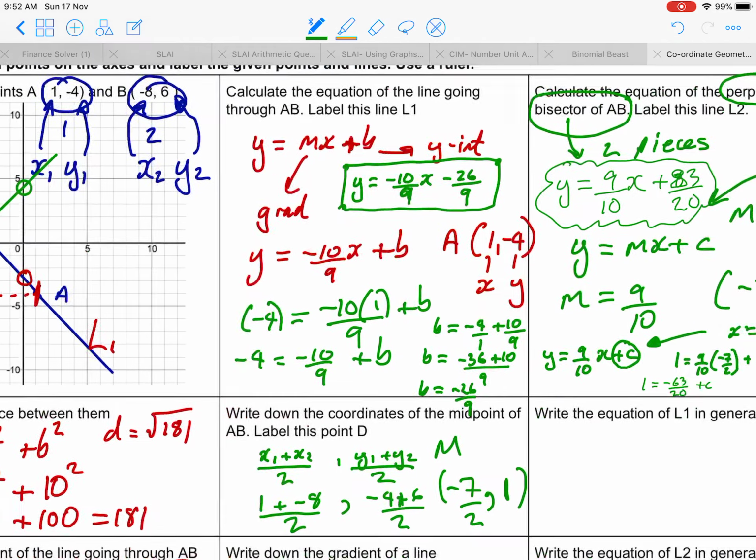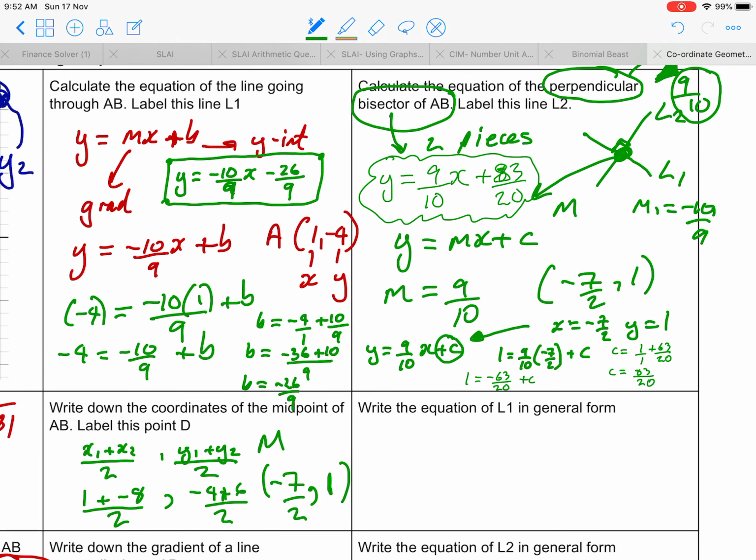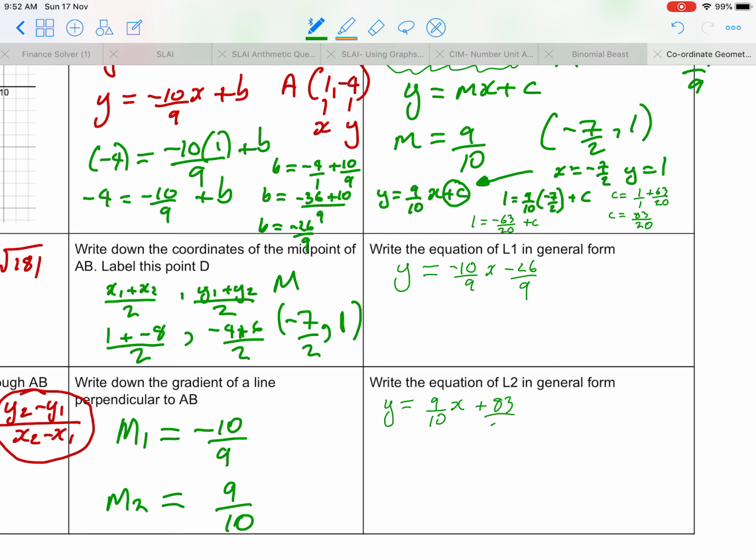And now let's have a little look. Yeah, because look, 83 over 20 is just over 4. And when you zoom in here, you can see it's just above a height of 4. All right. So now we write equation of L1 in general form. So let's write down equation 1. y equals negative 10 over 9x minus 26 over 9. I'll write down L2 down here as well. y equals 9/10 x plus 83 over 20.